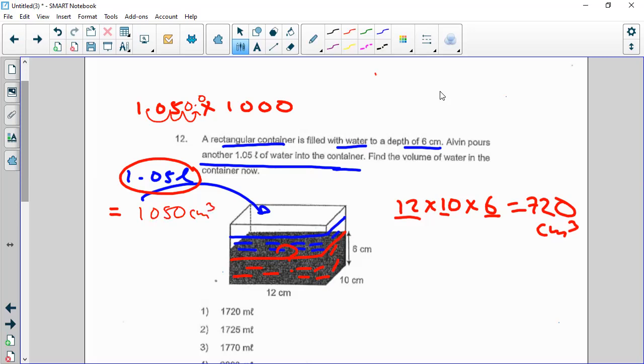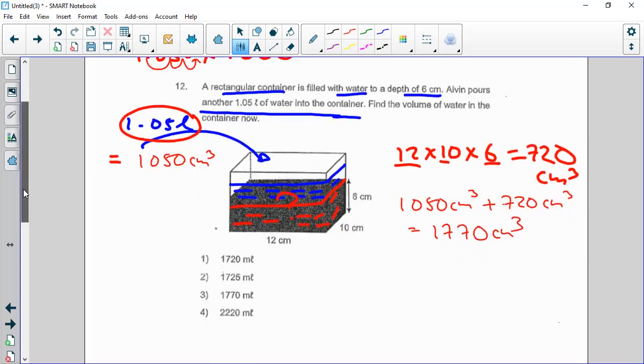Okay, so what is the total water now? Then you take 1,050 centimeter cube plus 720 centimeter cube, and you get the total water. Okay, so you do your working. I'm going to cheat a little bit. I'm going to use my calculator so we can do a bit faster. Okay, if you do your working correctly, you will get 1770 centimeter cube. But there's no centimeter cube in the answer, right? So it is also the same as 1770 ml. Same. Okay, so the answer is number 3.